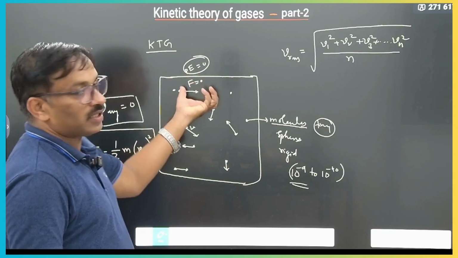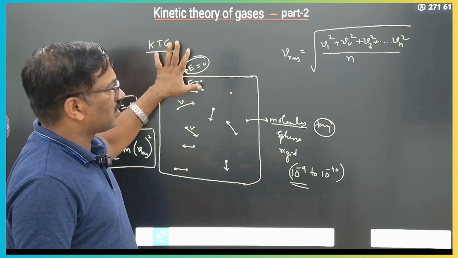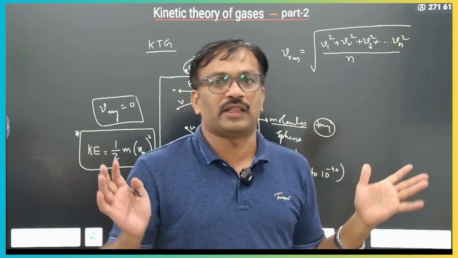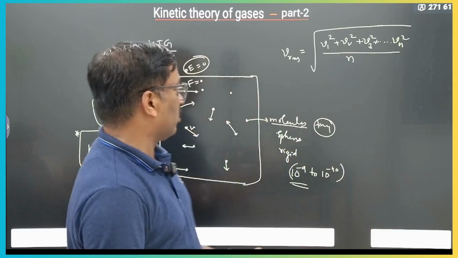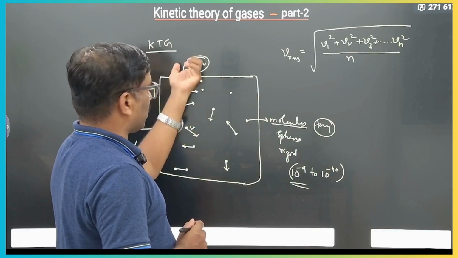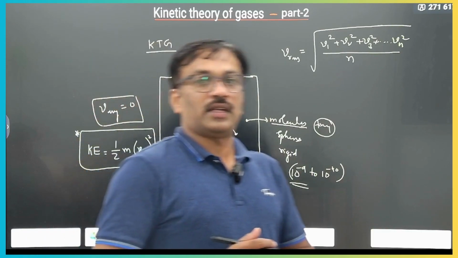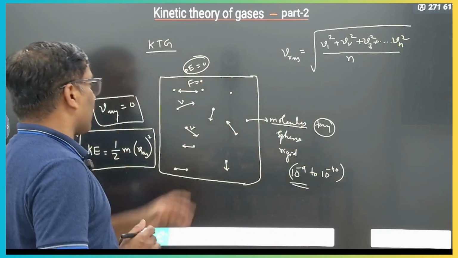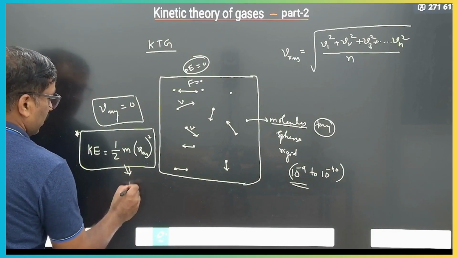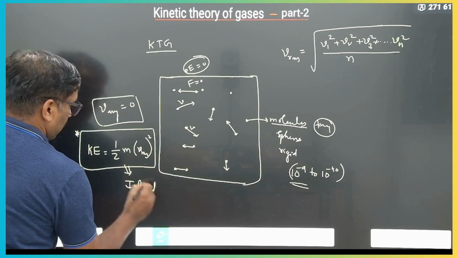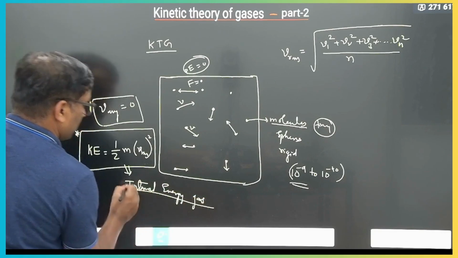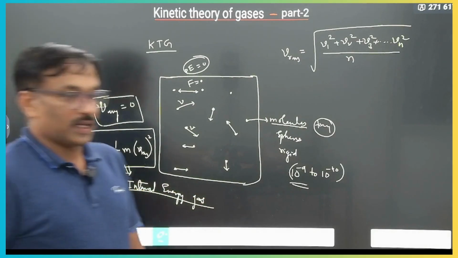What will be the potential energy of the gas molecules? Because they are far away, the force between them is 0. They will go freely in random directions, but while going they move in a straight line. Since the force between them is 0, the potential energy between molecules is 0, so they have only kinetic energy. This kinetic energy we call the internal energy of the gas. So the internal energy of the gas is nothing but the total kinetic energy of the gas.